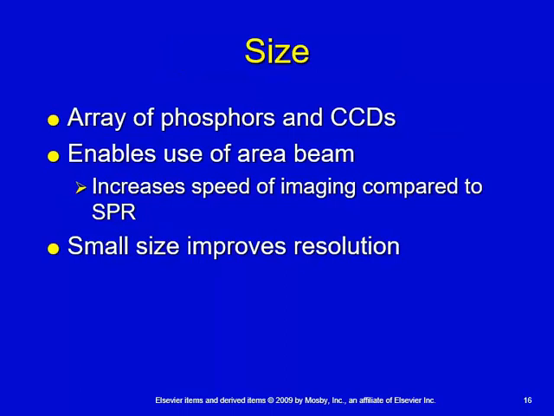So the challenges we had primarily were bit depth, so that we can demonstrate the shades of gray that we needed to see, but also pixel size. So pixel size, individual detector sizes had to be small enough to have high spatial resolution. We had to have a large array of phosphors and CCDs. Small pixel size improves resolution.